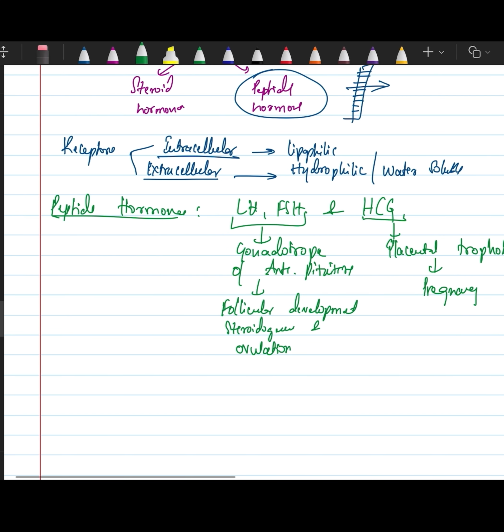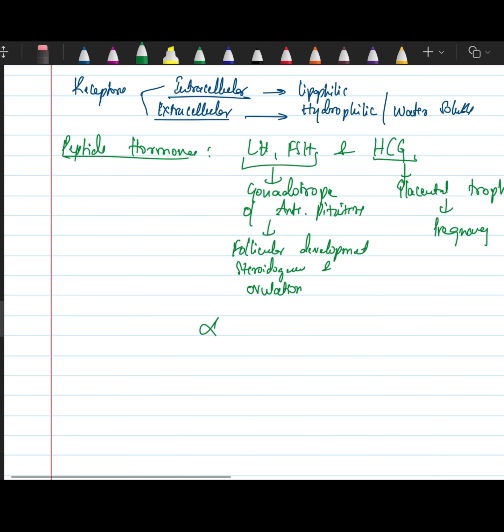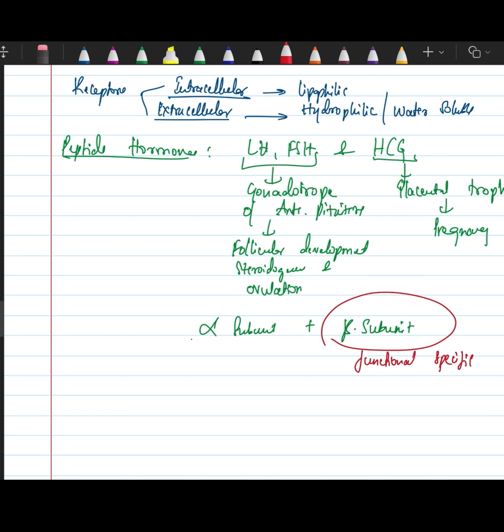So this LH, FSH and HCG, all of them have alpha subunit plus beta subunit. Now tell me, which is the functional specific unit in alpha and beta? The functional specific is your beta subunit. Most of them can have the same alpha subunit. Understood? So measurement of these hormone levels will tell us if there is any pituitary adenoma, or if you want to diagnose pregnancy, you can measure the level of these hormones.